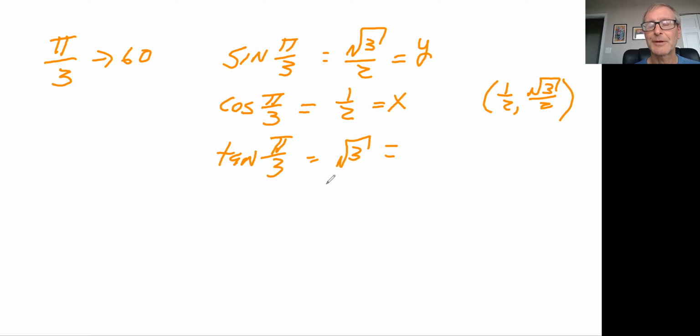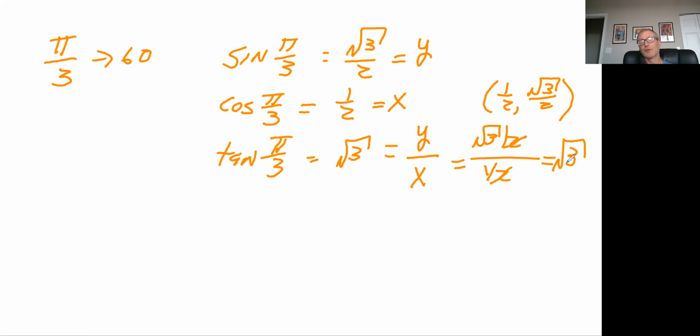And what's interesting here is remember that tangent is y over x. And so let's plug these in. If you get square root of 3 divided by 2 divided by 1/2, you see these halves cancel, and that's where our square root of 3 comes in as well. So literally, once you know sine and cosine, you know everything else.